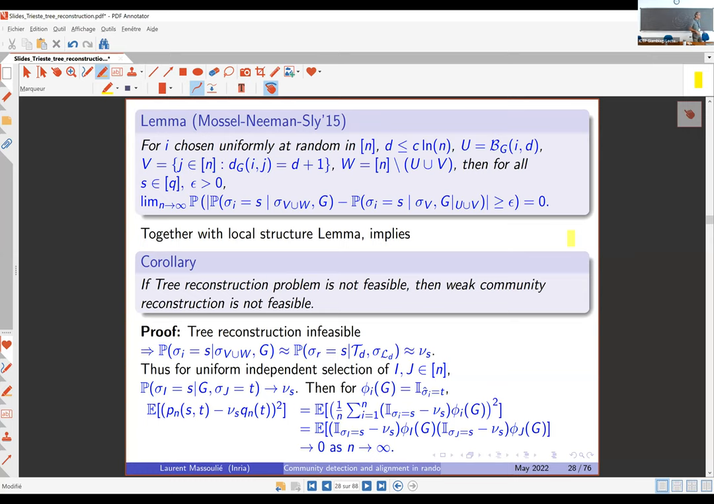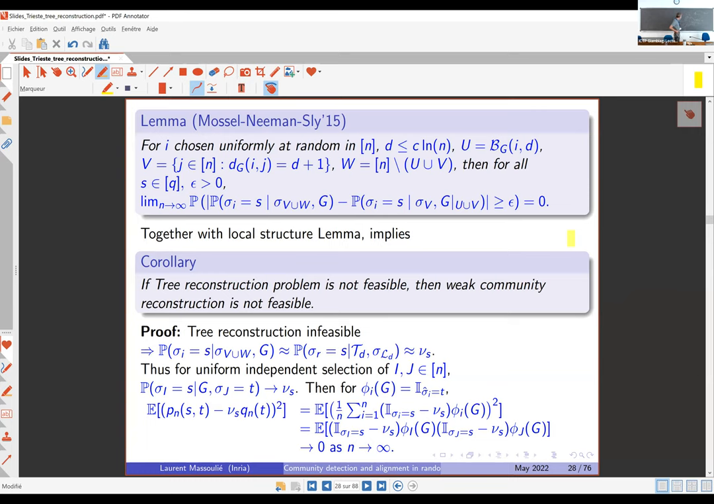But this has a first consequence, providing us with a strong link between the two questions of tree reconstruction on the one hand and block reconstruction in the graph on the other hand. So if we put together the two results I was stating, this approximate conditional independence plus the fact that the distribution of a neighborhood is close to the distribution in a tree, then we can get with a couple of steps that if the tree reconstruction does not hold, then weak reconstruction in the graph model cannot hold.